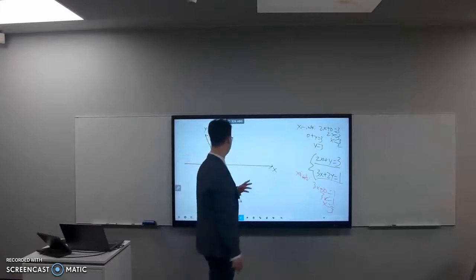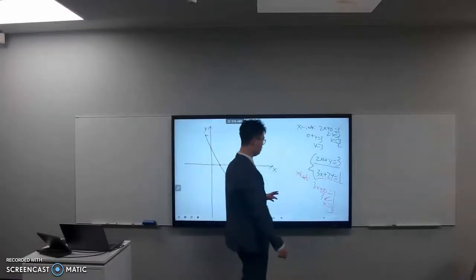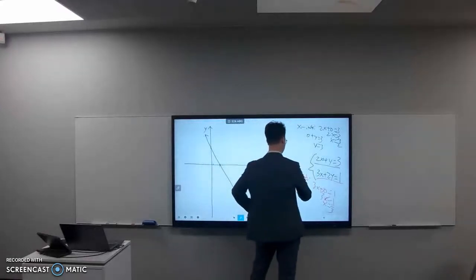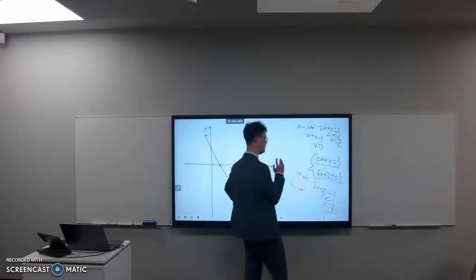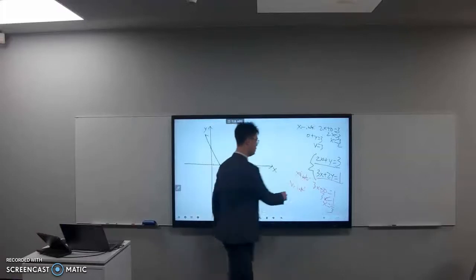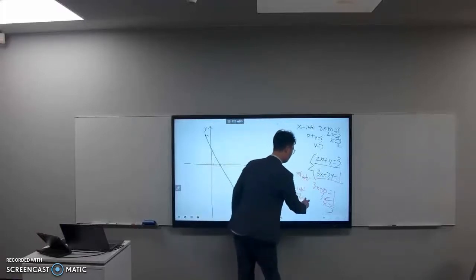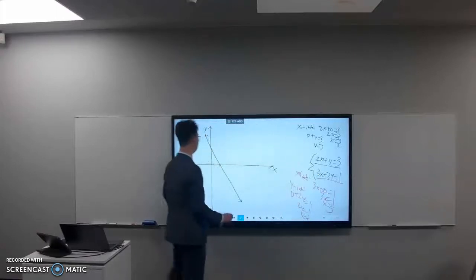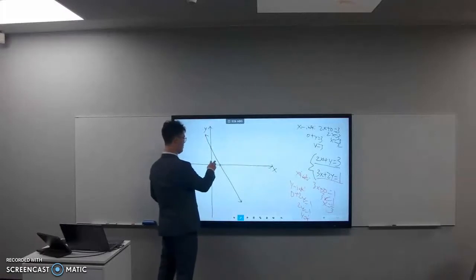And then after this, we will move on to the y-intercept. When we set the x value to 0, it becomes 0 plus 2y equals 1. 2y equals 1, y equals half. So it should be somewhere around there.